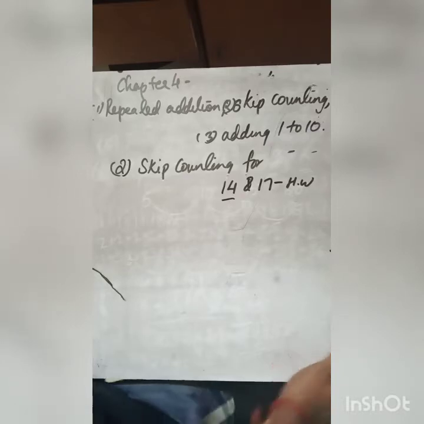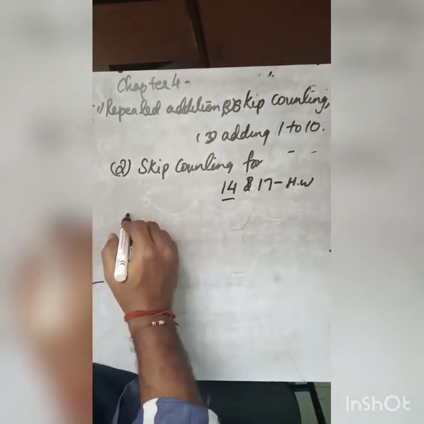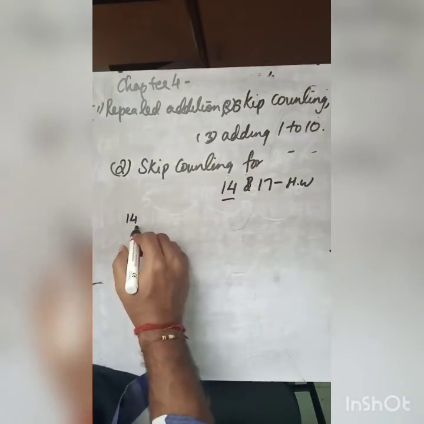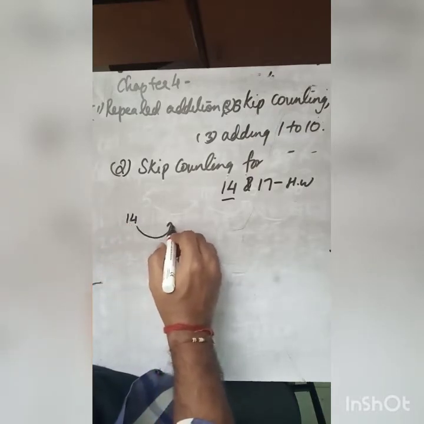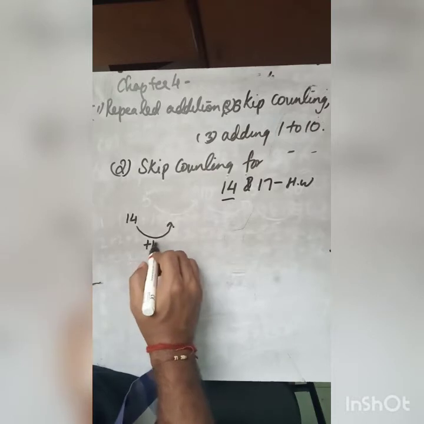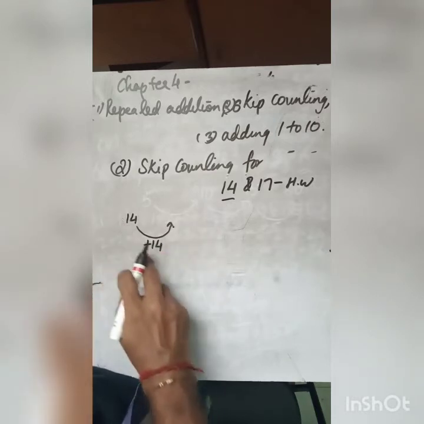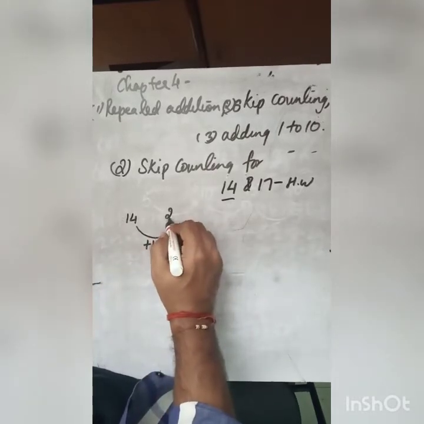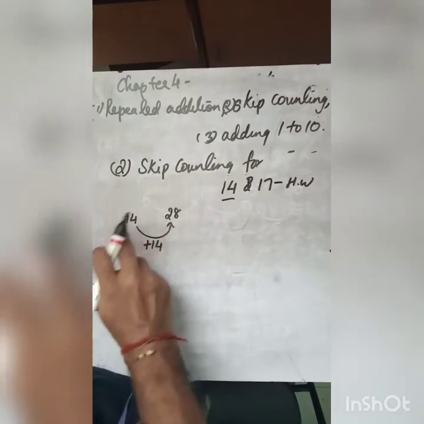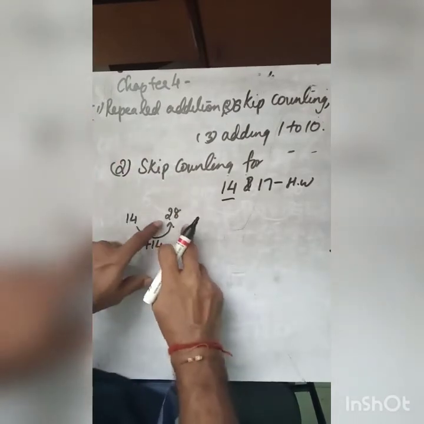Okay. So we'll start with the skip counting of 14. When I say 14, the first number is 14. And then we need to skip it. Skip karna matlab, I need to add 14 number here. So 14 plus 14 will give me 28. मतलब skip counting में 14 के बाद direct jump मारा 28.